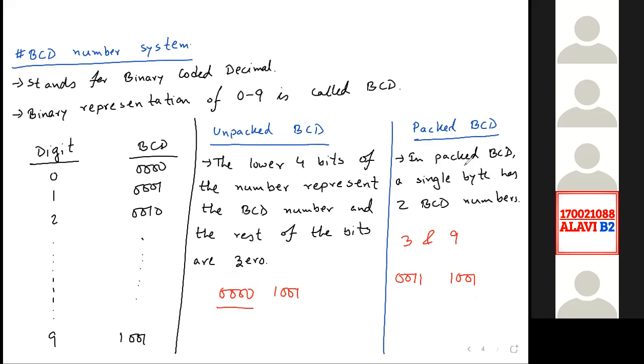So packed BCD, from the point of view of memory allocation, is better because you are utilizing all the bits. All right. Yes, sir.